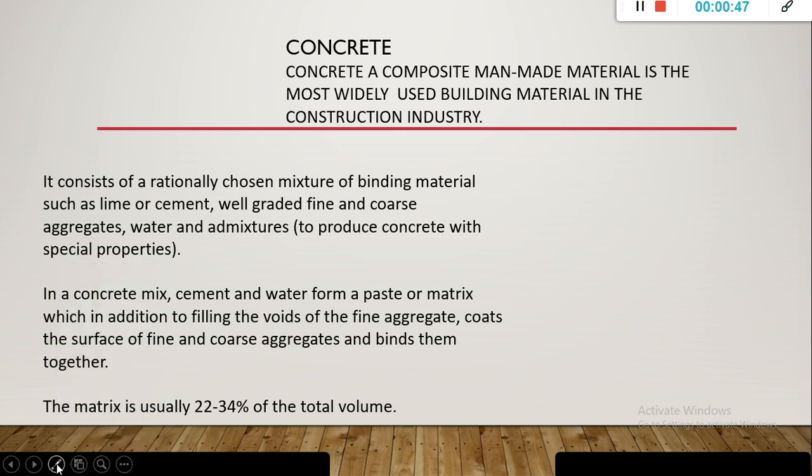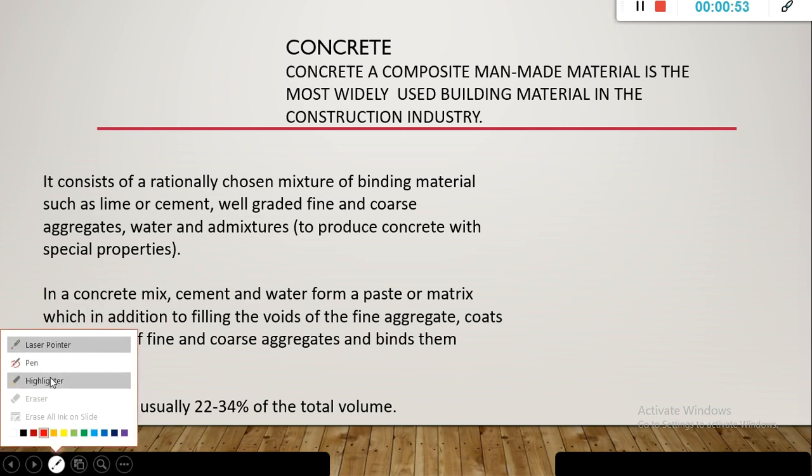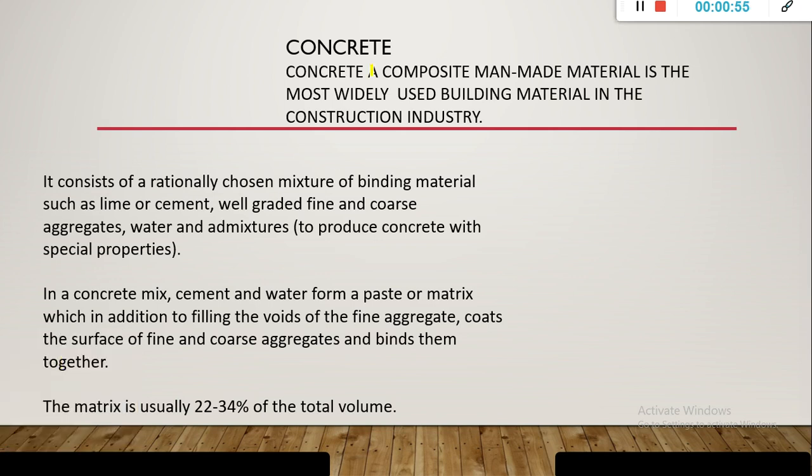Aru etu ki hoy? Building material hisabe construction site ot use kora hoy. So it is a composite man-made material. It consists of a rationally chosen mixture of binding materials such as lime or cement, well-graded fine and coarse aggregate, water, and admixture to produce concrete with special properties.